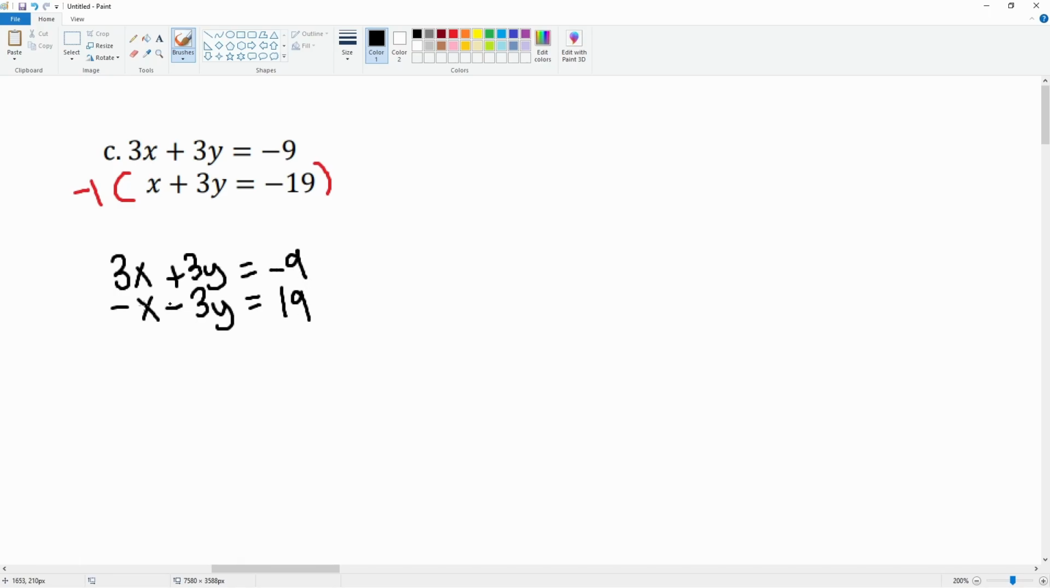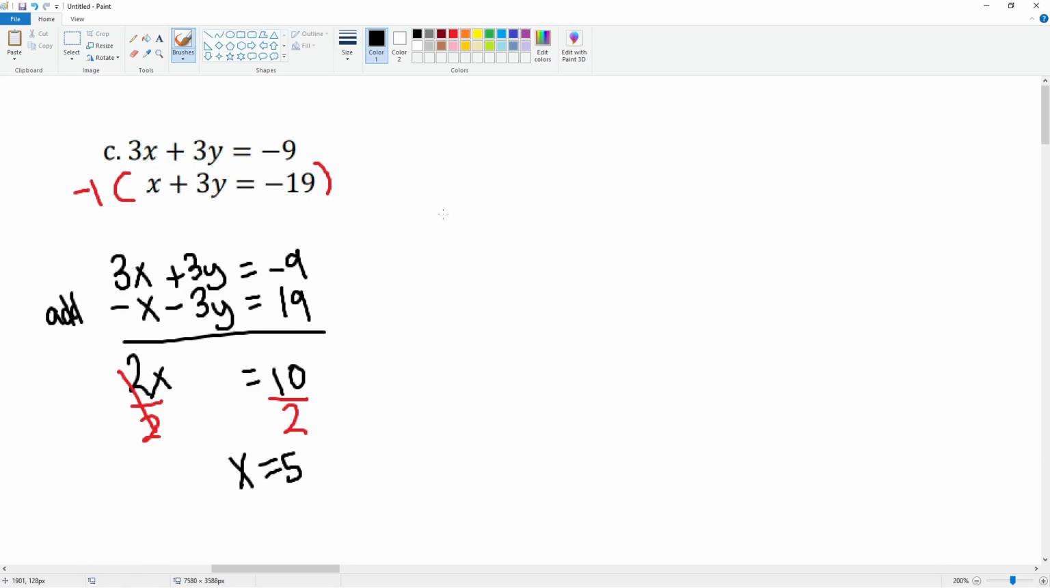Okay. Now I'm going to add. Okay. 3x plus -x becomes 2x. This becomes a plus 0y, but we don't need to write that. -9 plus 19 is a 10. Now we can divide 2 to both sides. This cancels. Okay, leaving you with just an x is equal to 5.